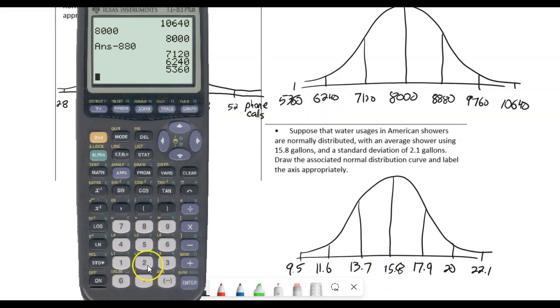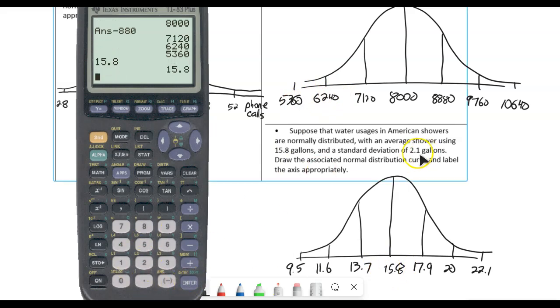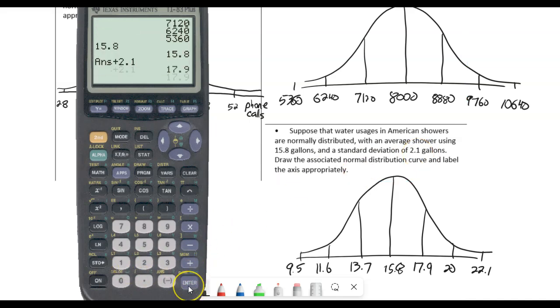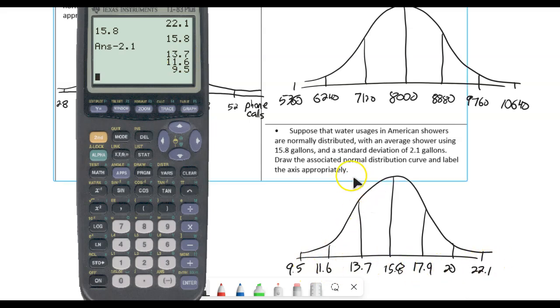So again, on the bottom, 15.8 is the mean. The standard deviation is 2.1, plus 2.1 once, twice, 3 times. There's the numbers to the right. And go back to the mean and subtract the standard deviation once, twice, 3 times. This gives you a very secure and fast way to generate the numbers to the left and the right on the normal distribution curve. All right, I hope this helps.